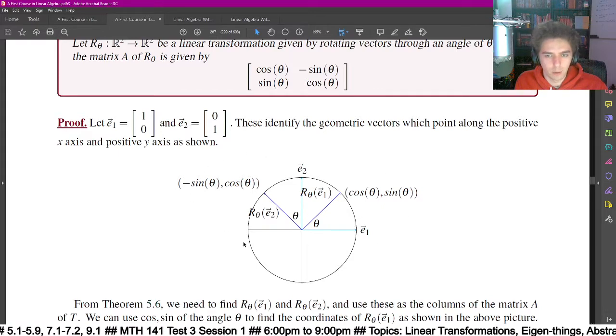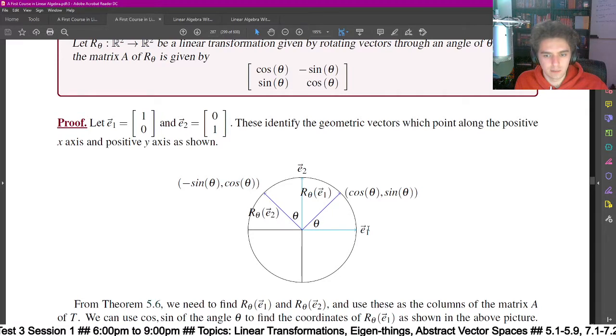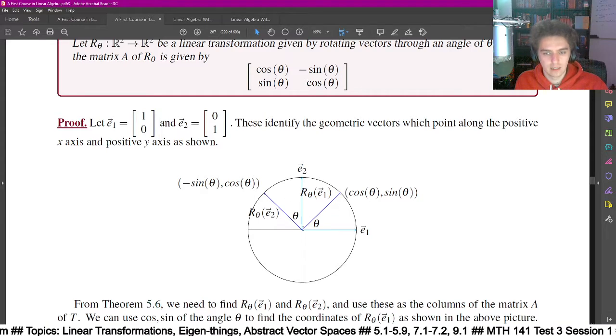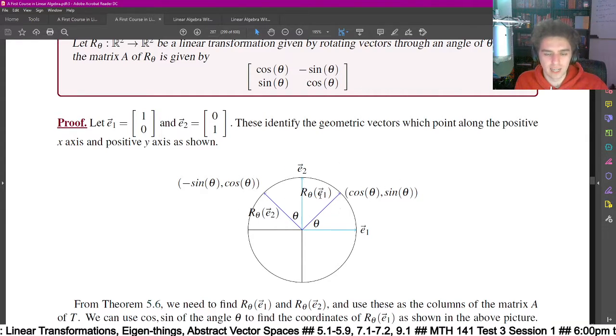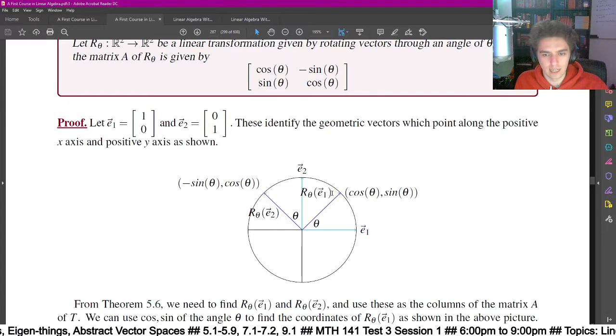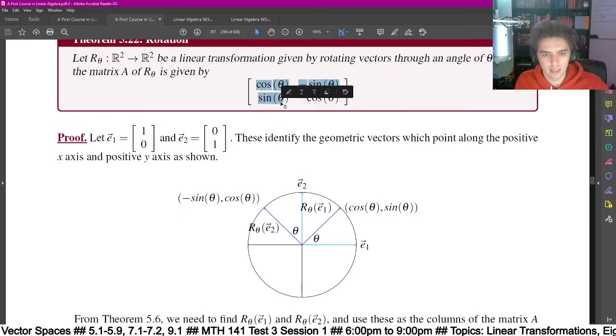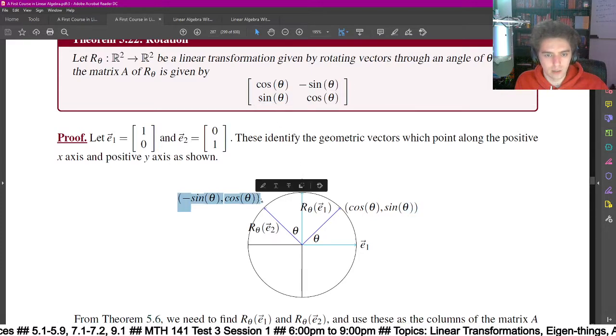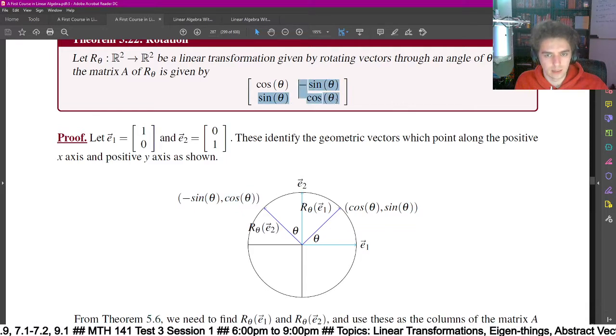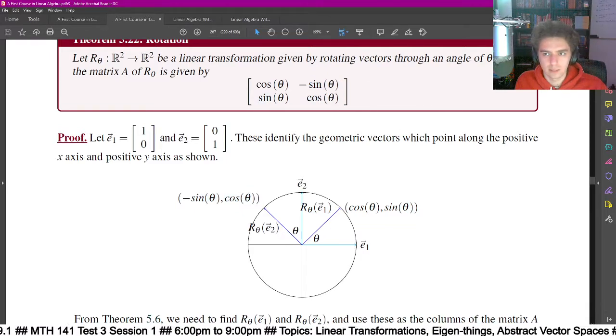You kind of have to understand how polar coordinates work. If your basis vector e1 ended up here, then its new coordinates would be cos theta, sine theta. That's a polar coordinate kind of thing, like a more advanced trig. So that's why it's the first column here, cos theta, sine theta. And the coordinates of this would be negative sine theta, cos theta, which is why this is negative sine theta, cos theta. Got you. Okay, so that's why.